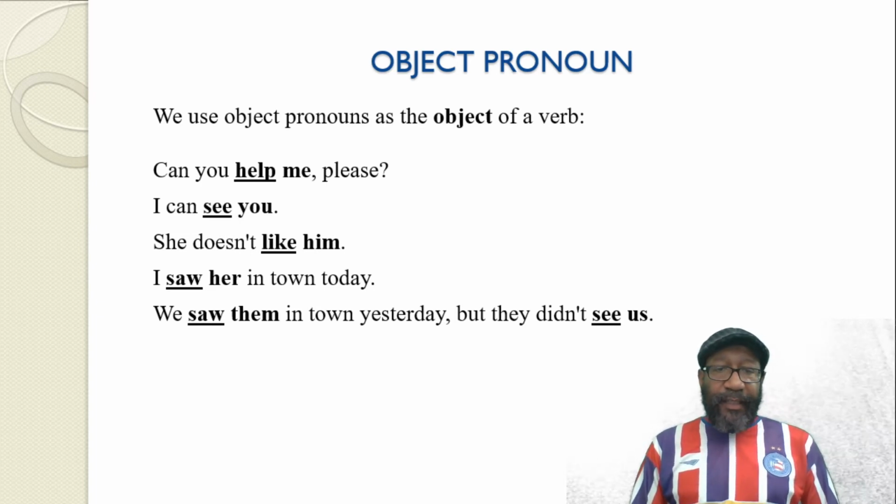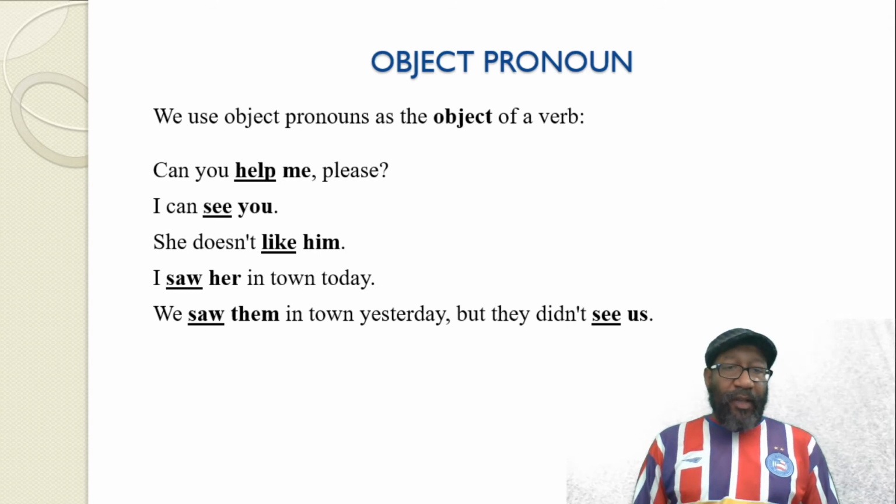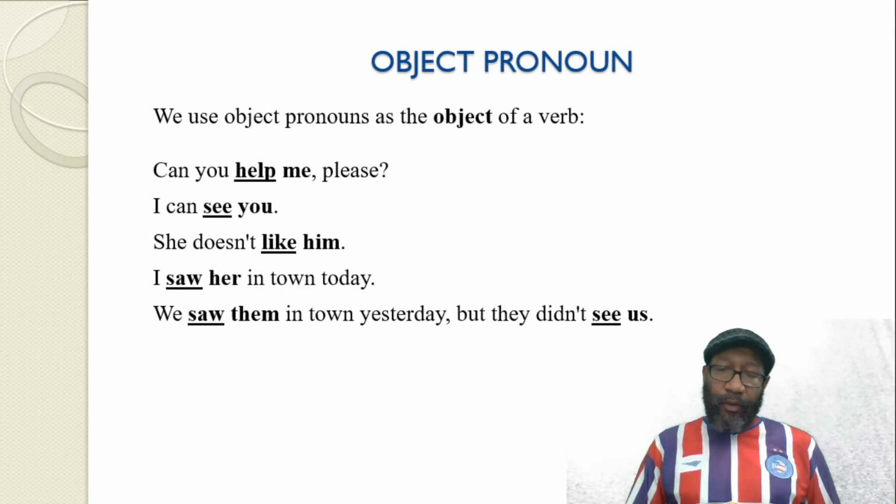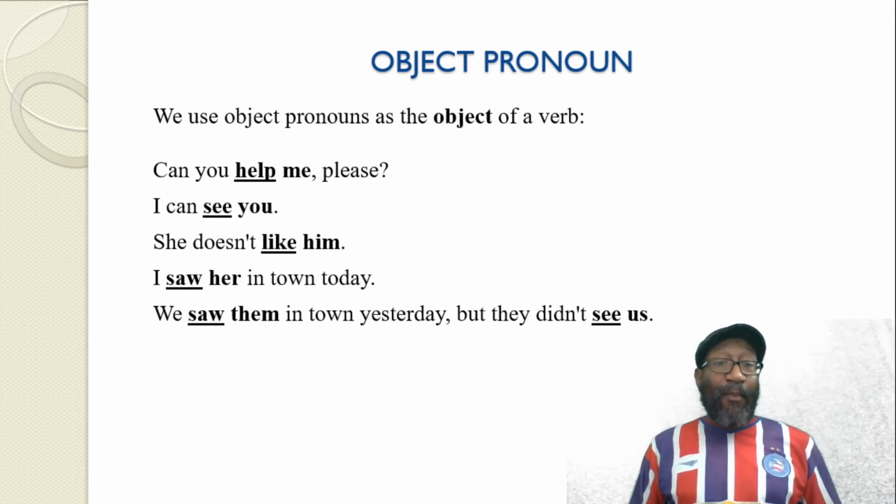I saw her in town today. So, you see this example? The object pronoun is not at the end of the sentence, as I told you before, because I said most of the time, not all the time, but it's after the verb. So it stays the same.